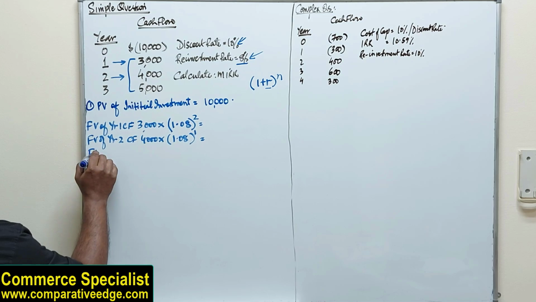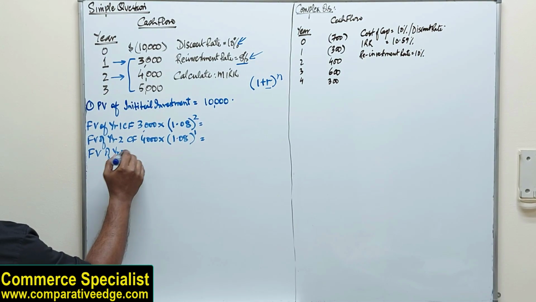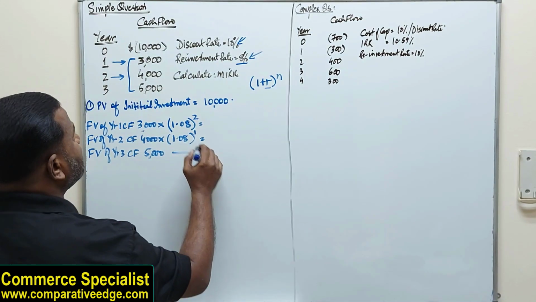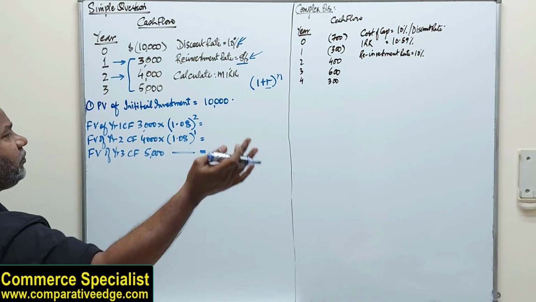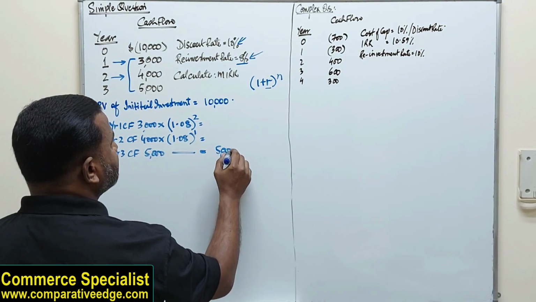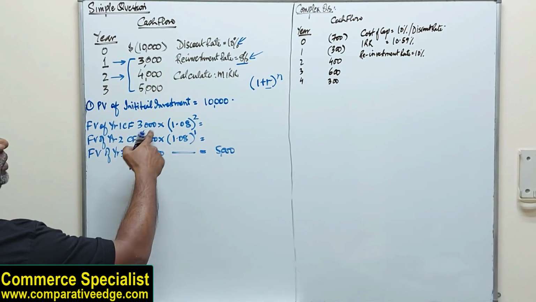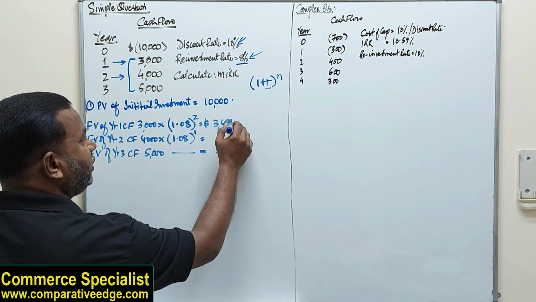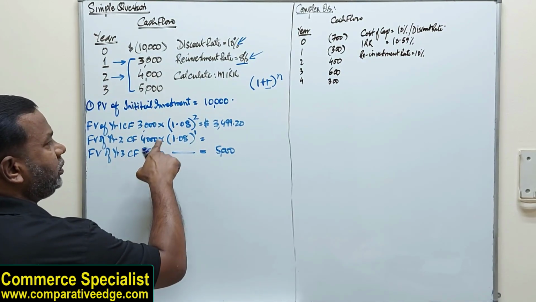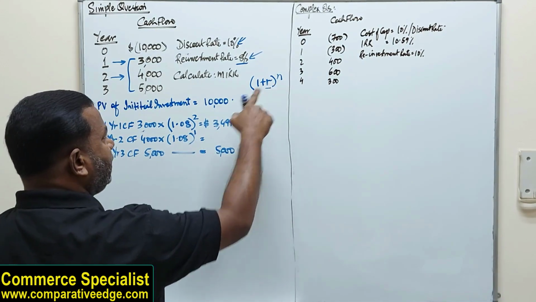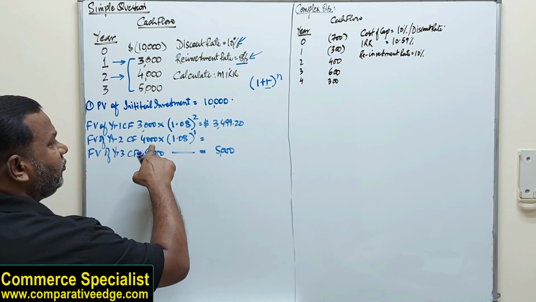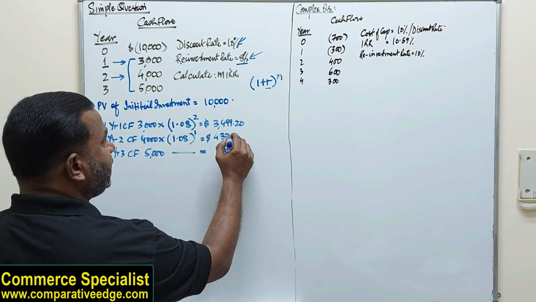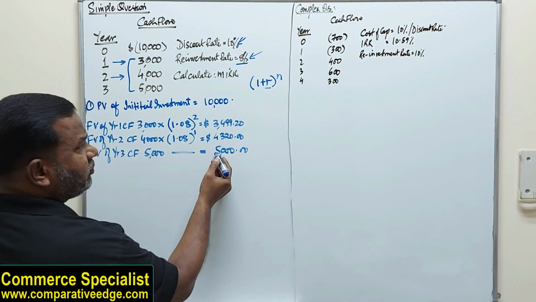And the future value of year 3 cash flow, which is 5000, you don't need to do anything because you're getting this in the 3rd year, so it is not invested for another year. So this will be 5000. So using the calculator, 3000 into 1.08 power 2 will give you 3499.20. 4000 into 1.08, which is 1 plus r power n. 1.08 power 1 is the same. 4000 into 1.08 will give you 4320. And this 5000 remains the same.